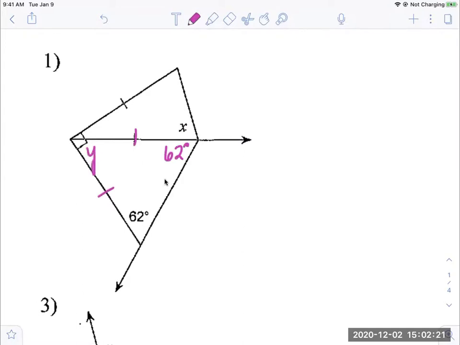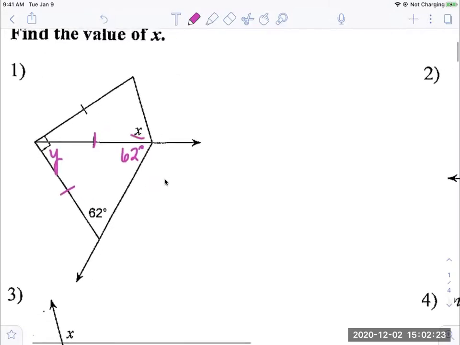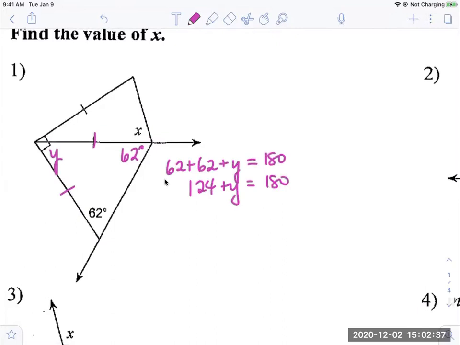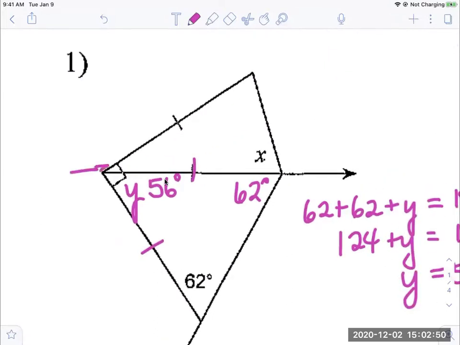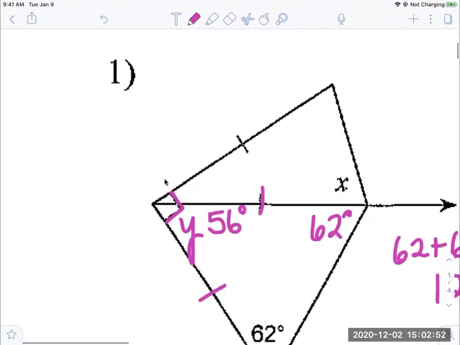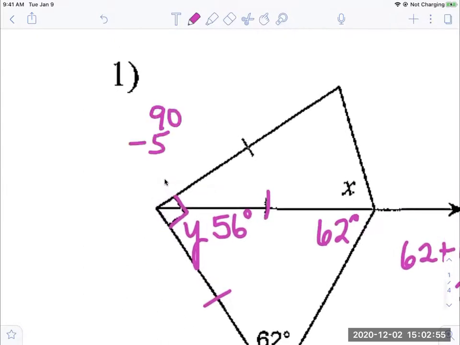I'm going to call that y. You can call it whatever you want, but I don't want you to use x because x is already that angle measure. So 62 plus 62 plus y equals 180. That's 124, which makes y equal to 56. So that's a 56-degree angle, and since this is 90, we're going to have 90 minus 56, 34 degrees for the other angle measure.